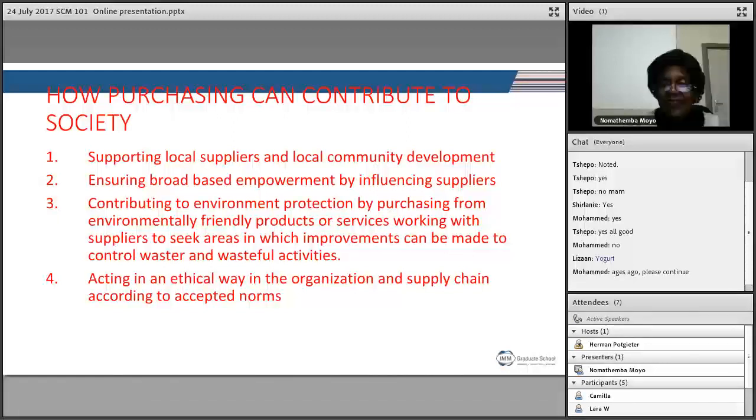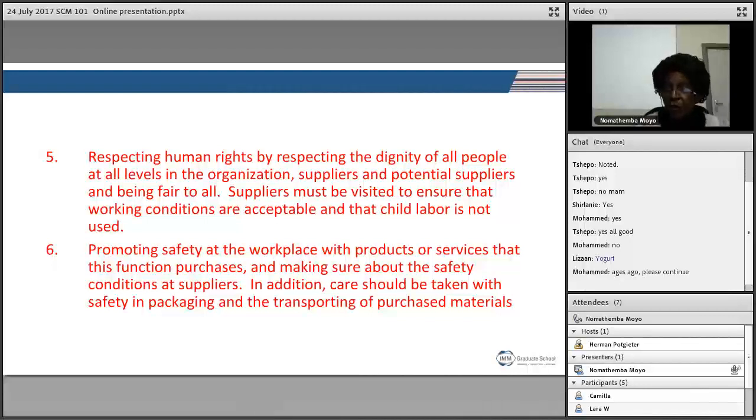Contributing to environment protection by purchasing environmentally friendly products or services, working with suppliers to seek areas in which improvements can be made to control waste and wasteful activities. Guys, it was supposed to be waste there, not waster. I'm sorry, typography. Acting in an ethical way in the organization and supply chain according to accepted norms. You are contributing to society. These are some of them, not all. Your research will give you more.